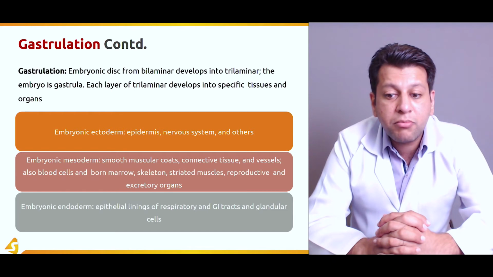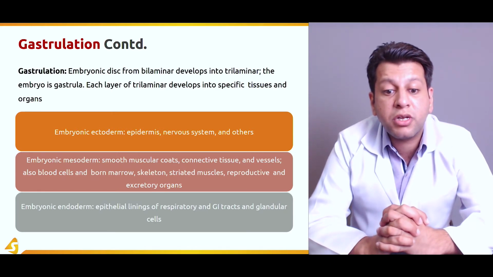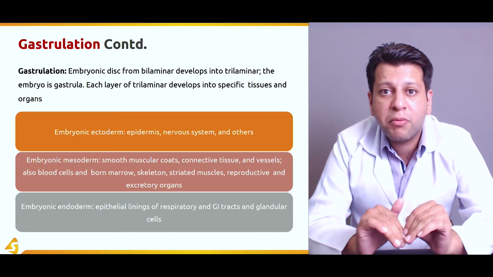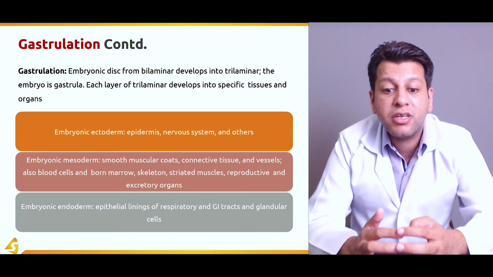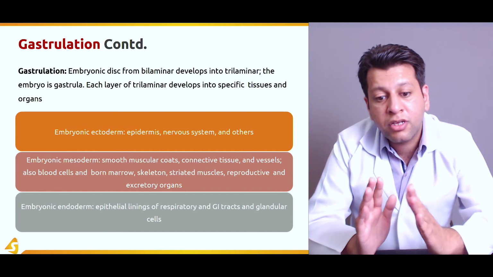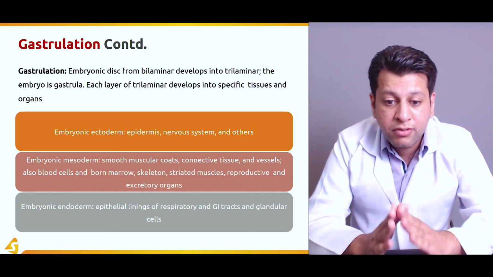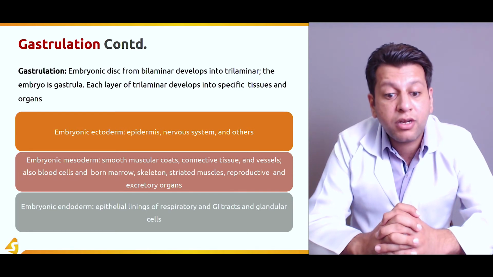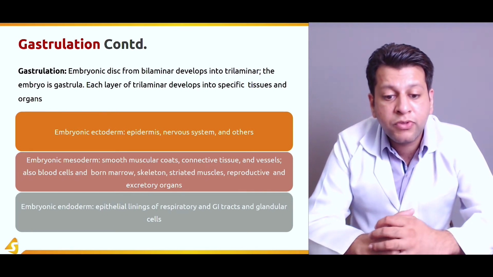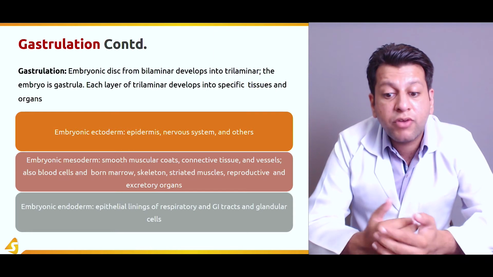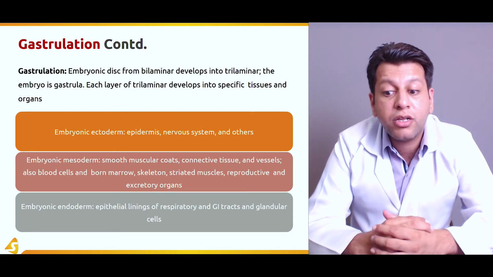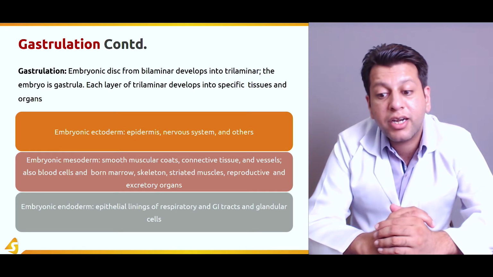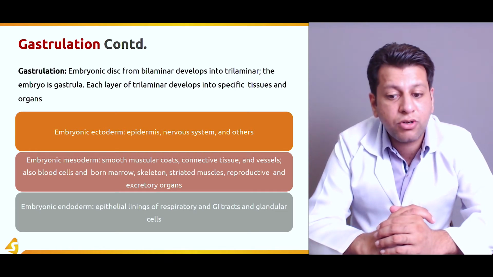Each layer of the trilaminar disc develops into specific tissues and organs. What do ectoderm, mesoderm, and endoderm give rise to? I will be discussing in detail in the next lecture, but just a glimpse of it here. Embryonic ectoderm gives rise to epidermis, nervous tissue, and the peripheral nervous system. Embryonic mesoderm gives rise to smooth muscle, connective tissue and vessels, blood cells and bone marrow, skeleton, striated muscles, and reproductive and excretory organs.